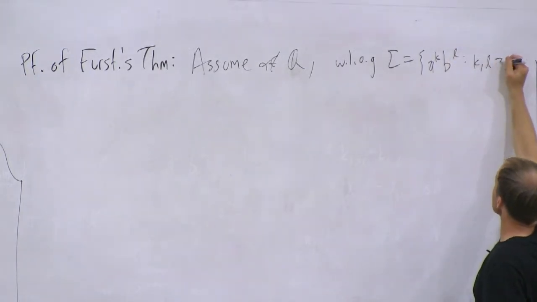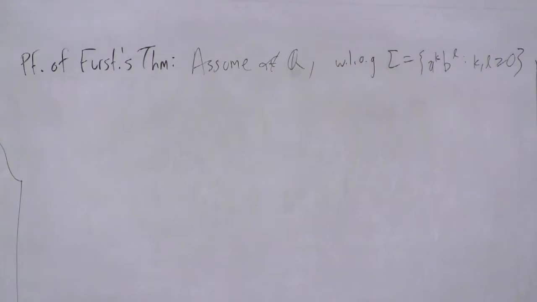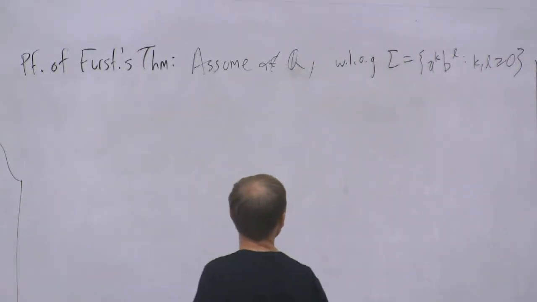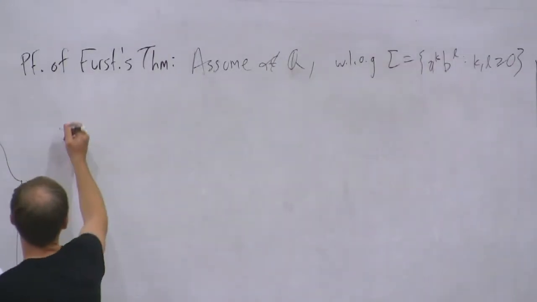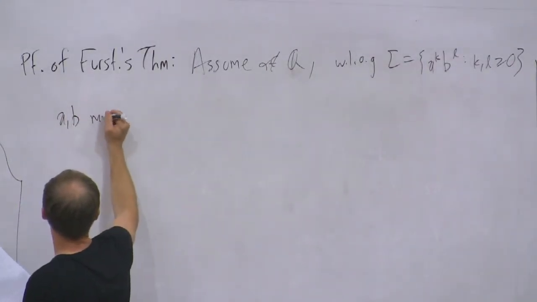Before I put k and l bigger than or equal to 1, let's put k and l bigger than or equal to 0 because of the inequality that I used over here. So a and b here are multiplicatively independent.